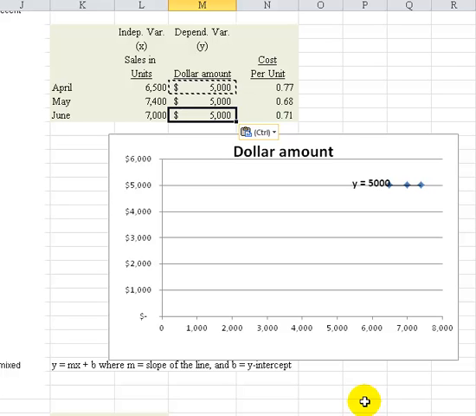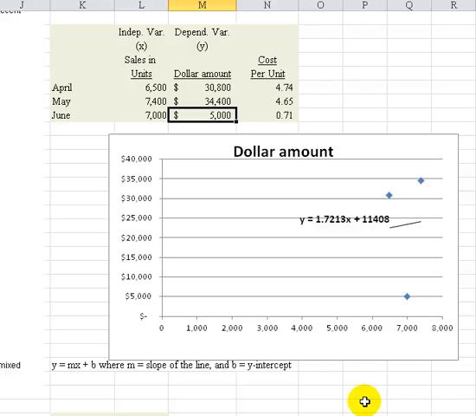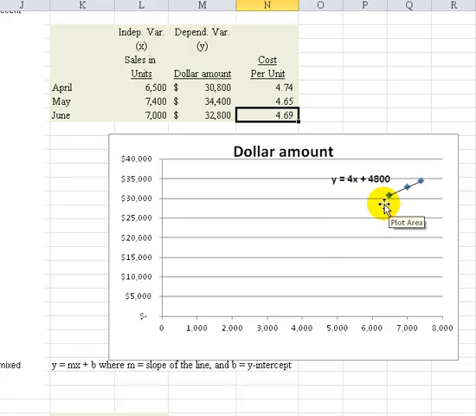Alright, the next item is salaries and commissions, and salaries and commissions were $30,800, then $34,400, and then $32,800. So now what we see is cost per unit is $4.74, 4.65, and 4.69. Since it's not exactly the same, and yet we know there seems to be some positive relationship, we know that we've got a mixed cost, and sure enough on the graph we see that the relationship turns out to be y equals 4x plus 4,800.